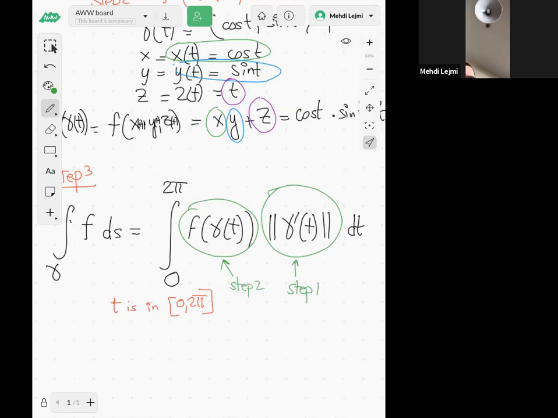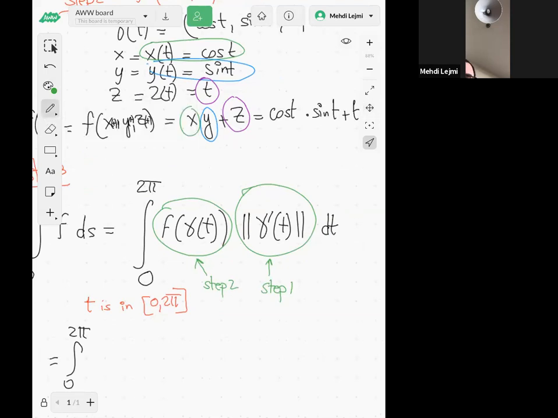All right. So that will be the integral from 0 to pi. So f of gamma of t is just, from step number 2, the cosine of t times sine of t plus t. So here's my cosine of t times sine of t plus t. Okay, so this is my f of gamma of t.